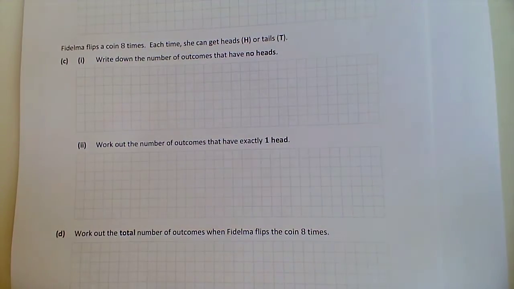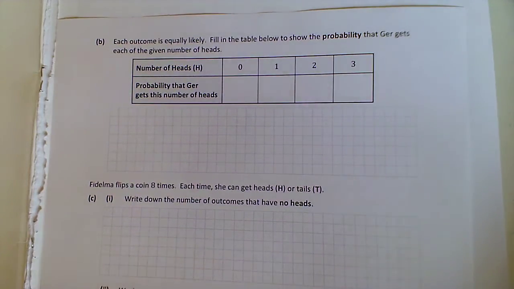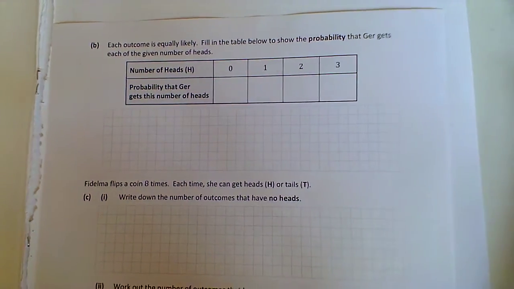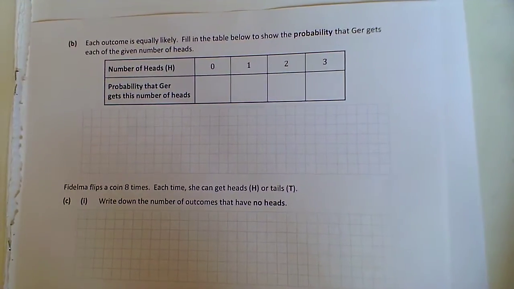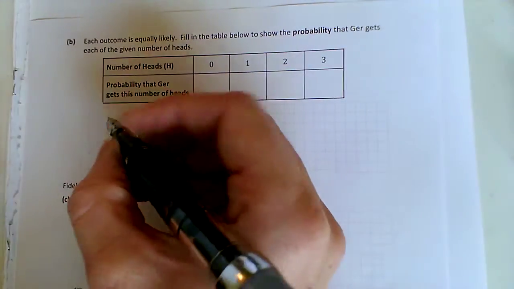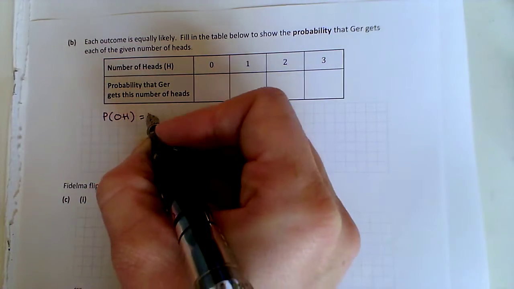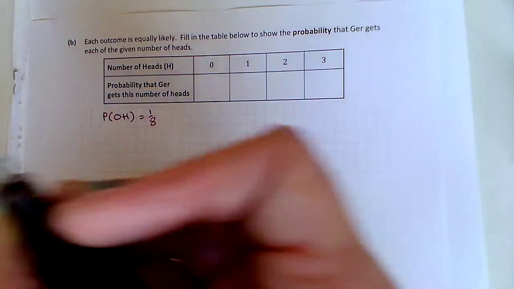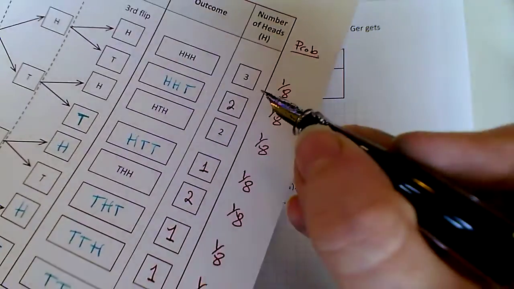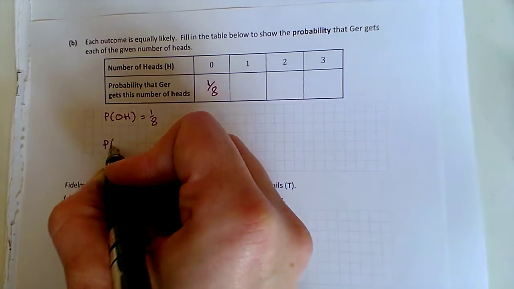They said, each outcome is equally likely. So fill in the table to show the probability that Ger gets each of those number of heads. So the probability that Ger gets 0 heads, we have it here, the probability of 0 heads is 1/8. Okay, there's only one outcome that gave me 0 heads. So 1/8. The probability of getting 1 head.